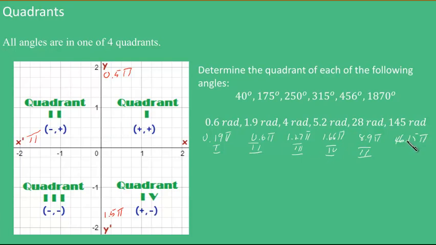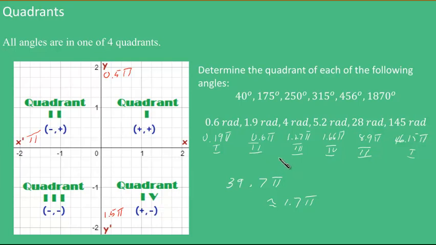And 46.15, well, that's the same as a complete set of revolutions, and 0.15 is between 0 and 0.5, so that is in the first quadrant. Suppose we had an angle expressed as 39.7 pi radians. Well, if we take out a complete set of revolutions, that is, taking out the 38 pi radians, that leaves us with 1.7 pi radians. And 1.7 pi radians would be in the fourth quadrant.